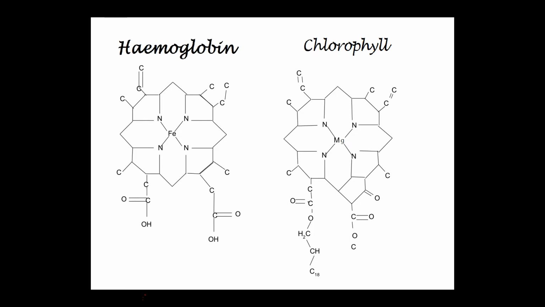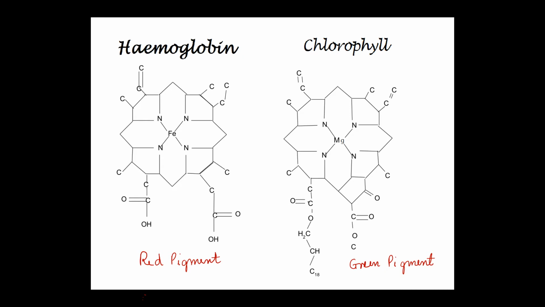The first compound or pigment is hemoglobin. This is the red pigment found in blood and is responsible for giving red color to the blood as well as helps in carrying oxygen. Similarly, the second compound is chlorophyll, which is the green pigment found in green plants and is responsible for photosynthesis.